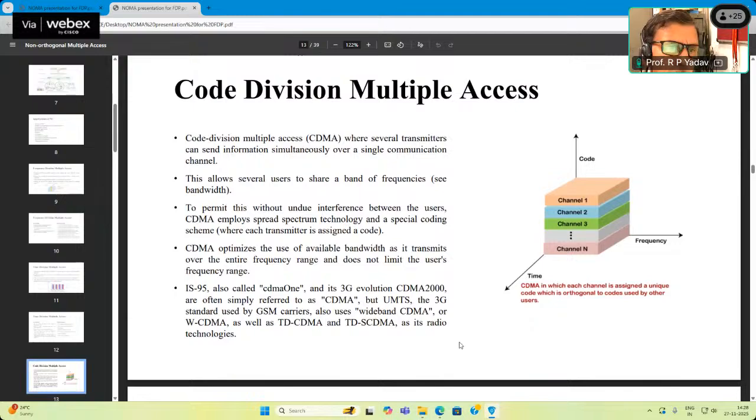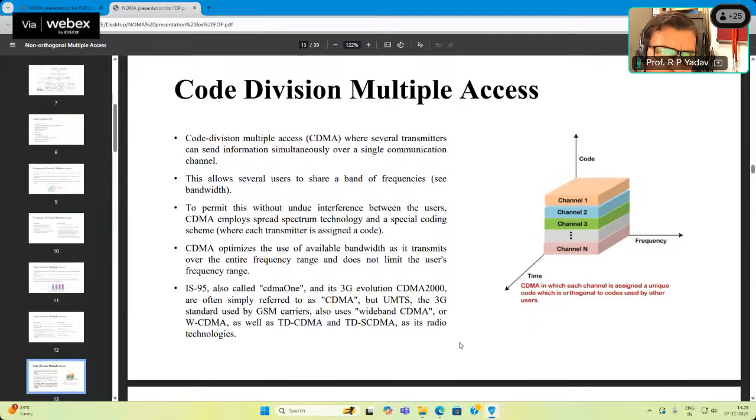This next one is code division multiple access, where many transmitters can send information simultaneously over a single communication channel. This is US based; Qualcomm is the company that commercialized it. I think CDMA has its origin in defense applications first, because they wanted secure communication. The biggest merit of CDMA is that it can have very secure communication.